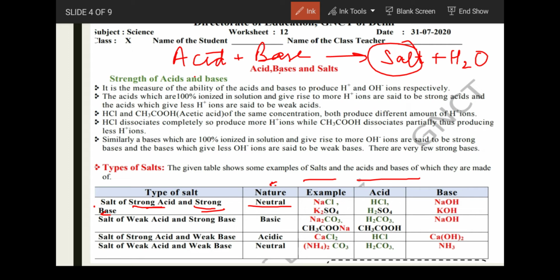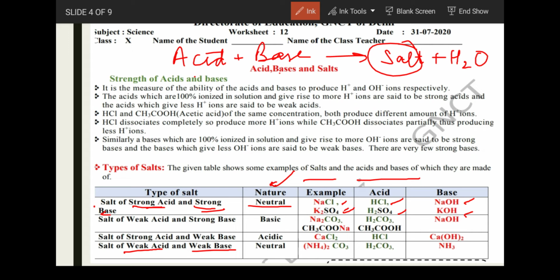That is why their nature would be neutral. For example, NaCl and K2SO4 are examples of such salts, which are composed of a strong acid and a strong base. Here the acid is HCl and the base is NaOH. In the case of K2SO4, potassium sulfate, the acid is H2SO4 and the base is KOH. Now we'll discuss another case, when both will be weak.